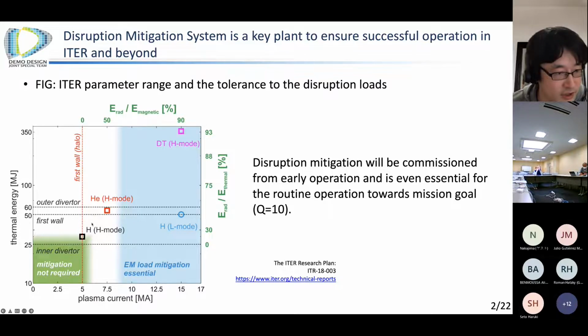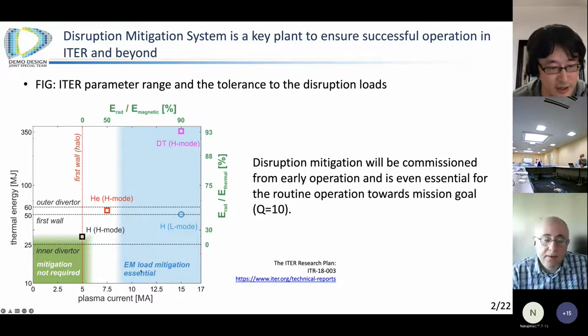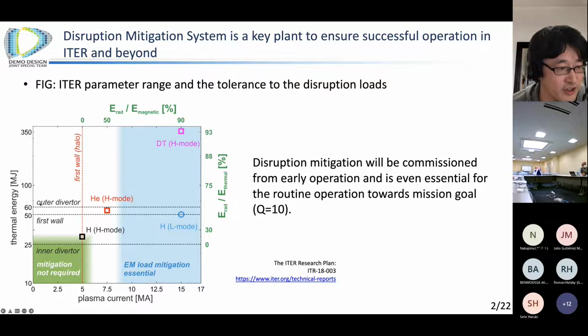I will not go into details of this figure, but I can emphasize that only a small portion of the ITER operation space does not require mitigation of the disruption. In other parts, especially at high plasma current, electromagnetic load mitigation is essential, and also for thermal energy. The final target of the DT H-mode has a magnetic thermal energy of about 350 megajoules. This far exceeds the melting limit of the divertor and the first wall.